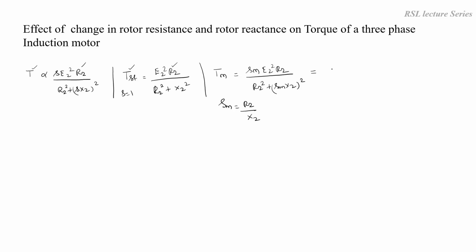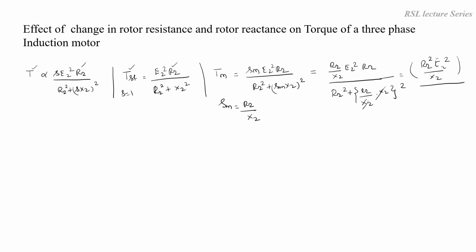So if we substitute for Sm here, R2 divided by X2 into E2 square into R2, divided by R2 square plus (R2 by X2 into X2) whole square. So X2 will get cancelled. In the numerator we will have R2 square E2 square divided by X2, and the denominator is 2 into R2 square. So this R2 square will get cancelled. So the maximum torque will be given by E2 square divided by 2 into X2.